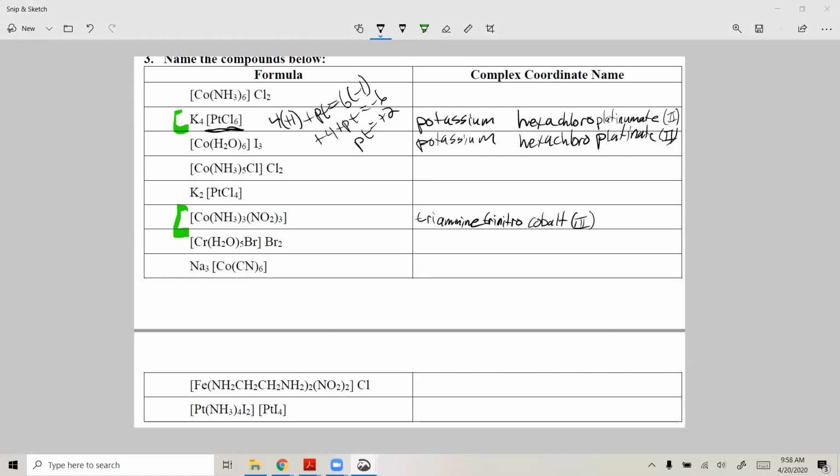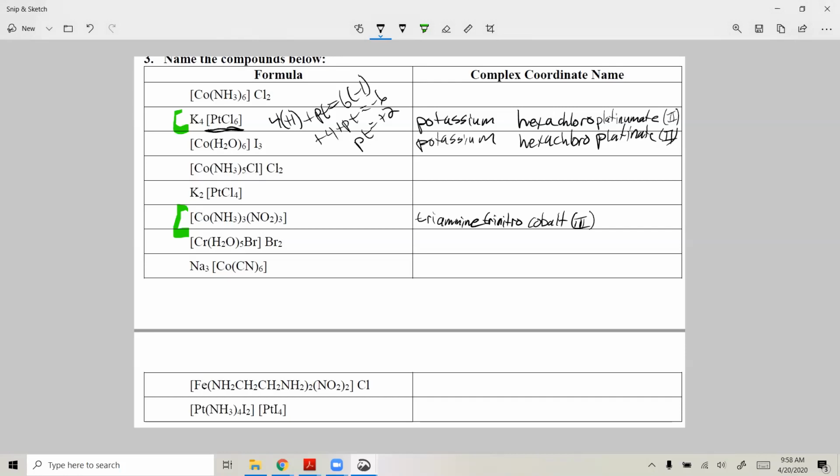Very good. So when we're looking at this one, we should have our amines coming first and then our nitro. And both of them are 3. So it should be triammine, trinitro. And then we have our cobalt, and we don't need to change the ending of it. And so our cobalt needs to be a 3 for its oxidation state in order to balance out the -3 from the nitros. So very good.